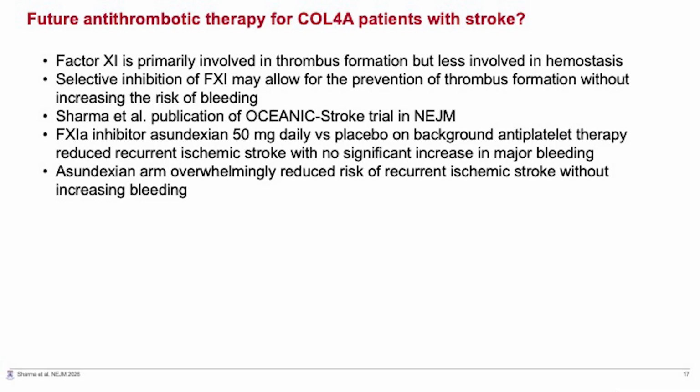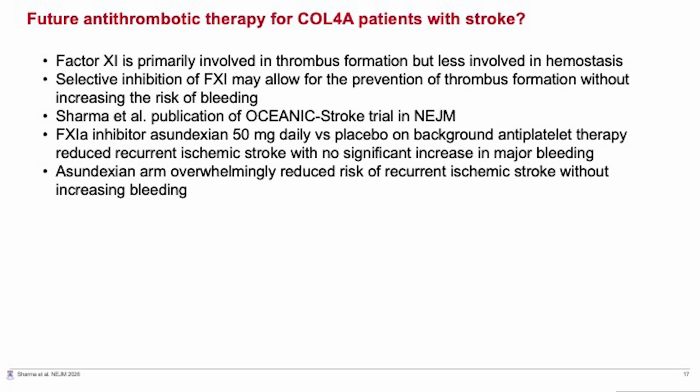So where's the future for this in the stroke world? Well, there is some interesting data that's come out that may be promising for COL4A patients, at least in reducing the risk of the ischemic part of the strokes. So factor 11, which is involved in the clotting pathway, is involved in clot formation, but not really involved in bleeding so much. So the theory was that if you could inhibit this factor, you could prevent the formation of clot without increasing the risk of bleeding.